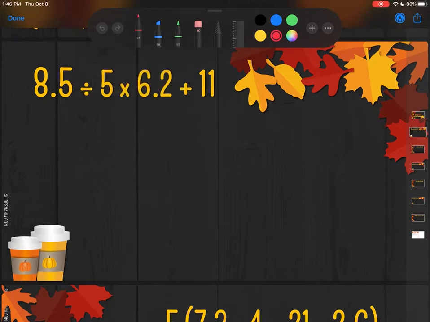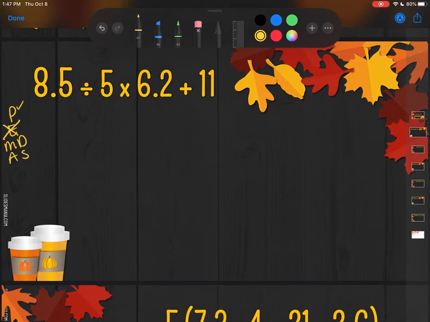All right, so our first problem is 8 5/10 divided by 5 times 6 2/10 plus 11. All right, so make sure you write PEMDAS off to the side, right? PEMDAS. We're not doing exponents because we're only in 5th grade. So the first thing I look for is parentheses. I don't have any parentheses, right? So that step is done.